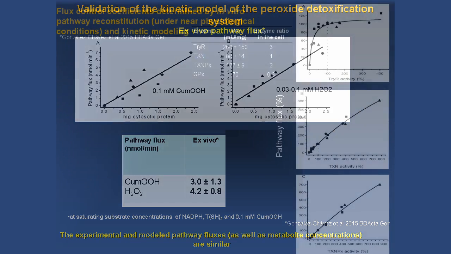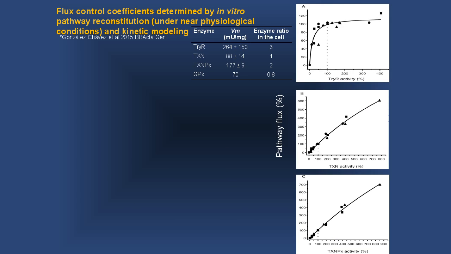So another way to look for the validation of our model is by looking at the flux control coefficients. We first performed the experimental determination of these flux control coefficients in a reconstituted system, taking advantage of the fact that we already have the recombinant proteins.